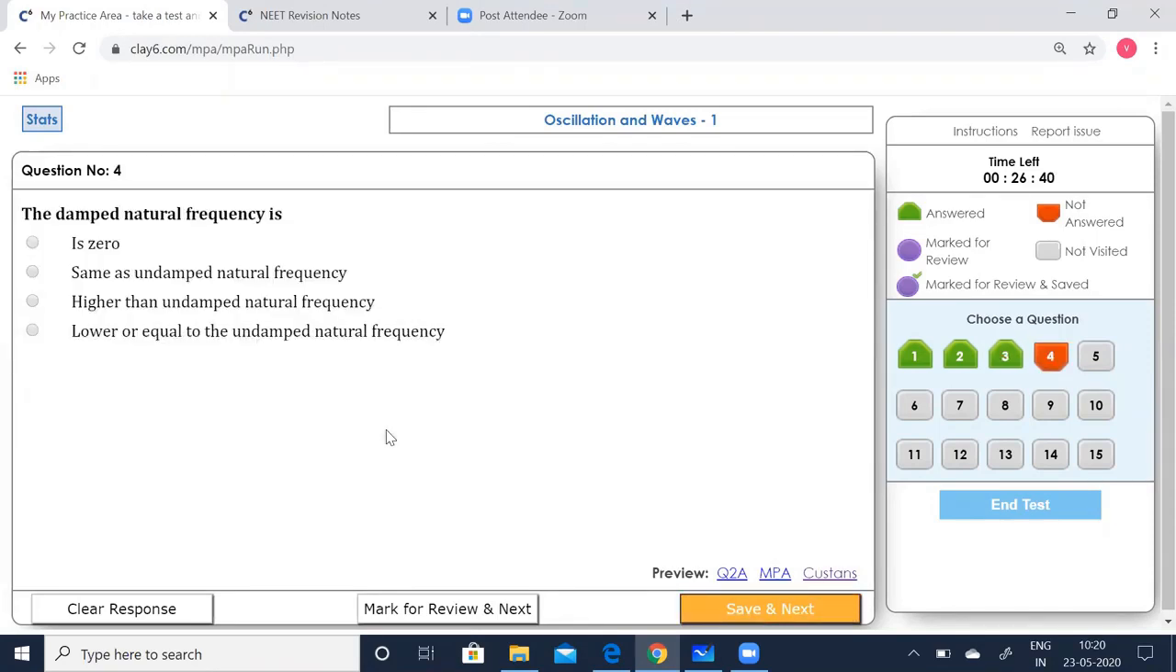Going to the fourth one: the damped natural frequency is 0, same as the undamped natural frequency, higher than the undamped natural frequency, or lower than or equal to the undamped natural frequency. Damped natural frequency, you know, is always lower than the undamped natural frequency. This is equivalent, so we can compare this to the roots of the quadratic equation.